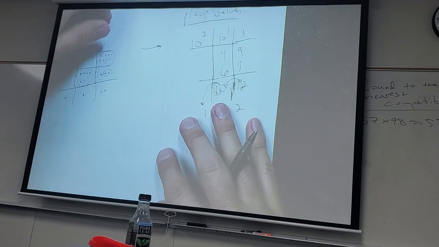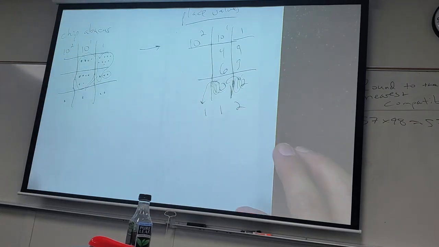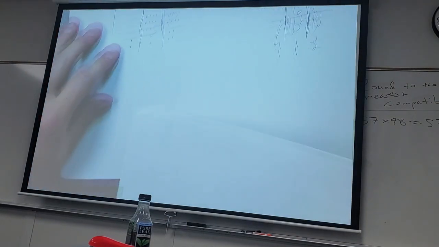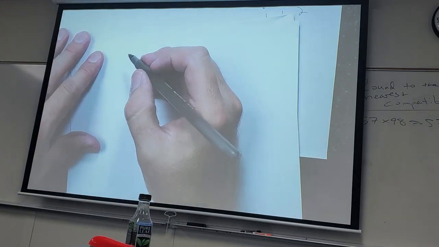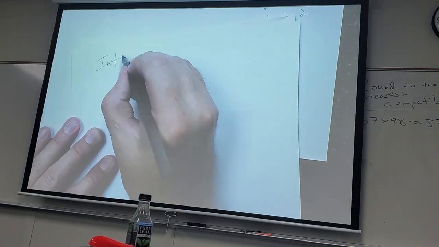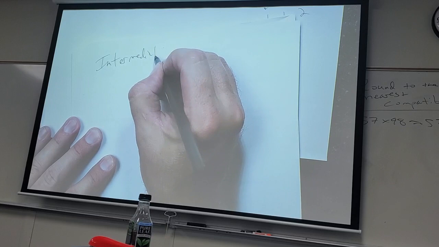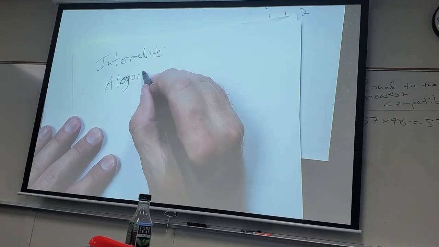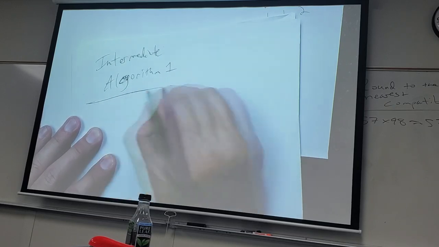All right, so watch this. Let me make it bigger. Here we go. So there's something called the intermediate algorithm. Algorithm number 1.